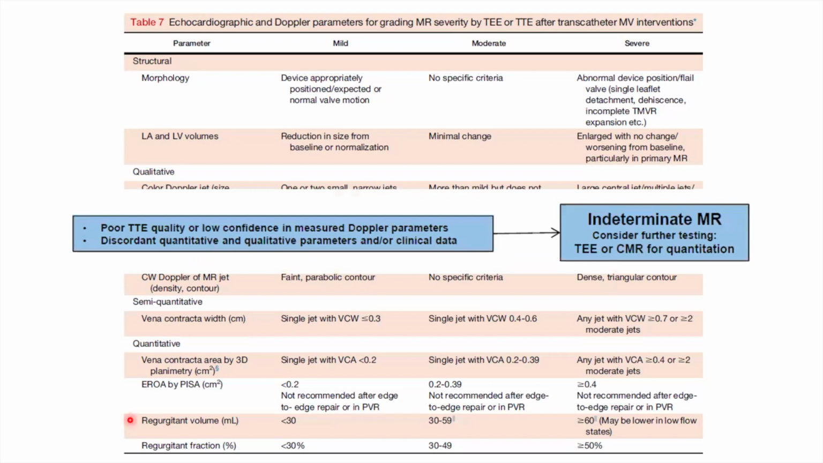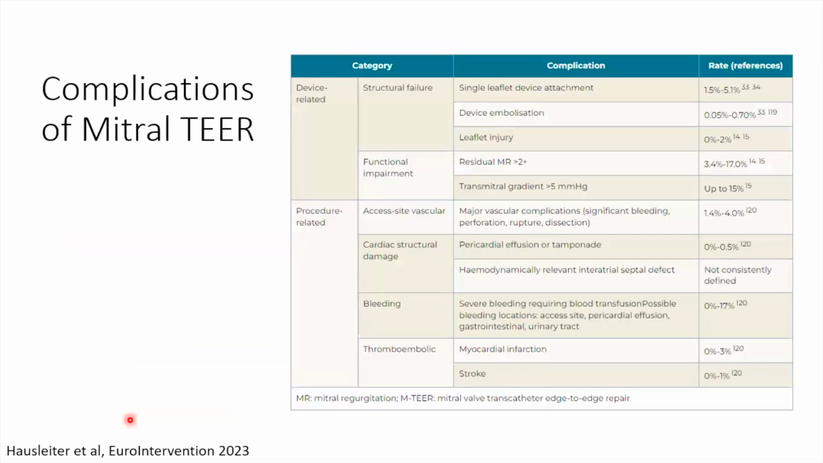Ultimately, though, if you have poor quality TTEs and discordant measurements, you should really consider a repeat TEE or CMR for quantification of how much residual mitral regurgitation there is, or to determine if there are other complications. So what kind of complications can happen? Well, there are both device-related and procedure-related complications. I won't go through procedure-related complications today because that's less relevant for us.